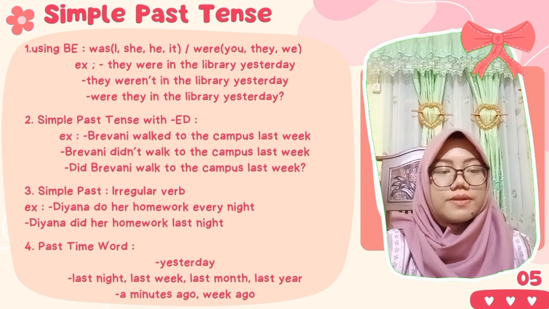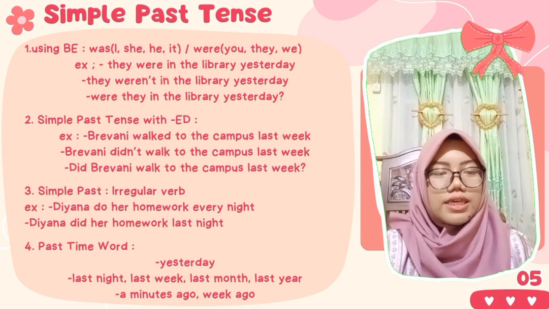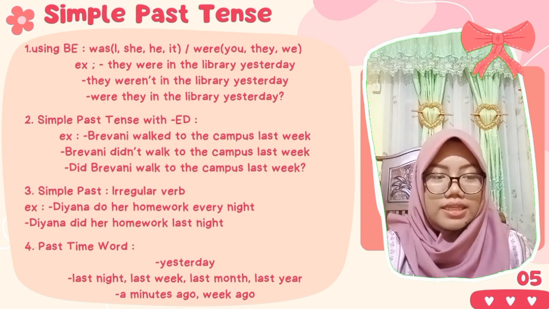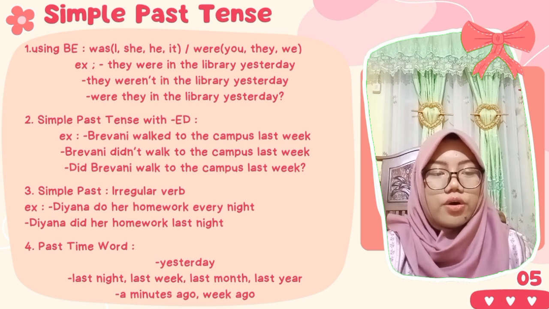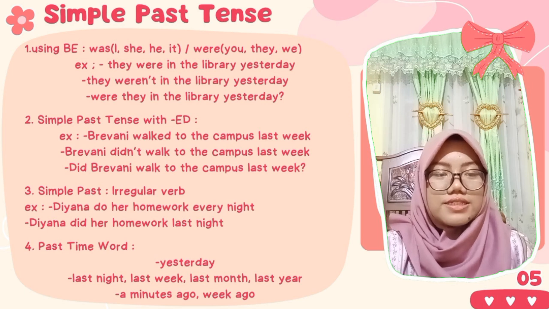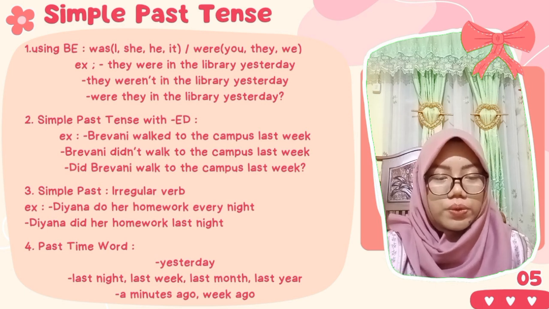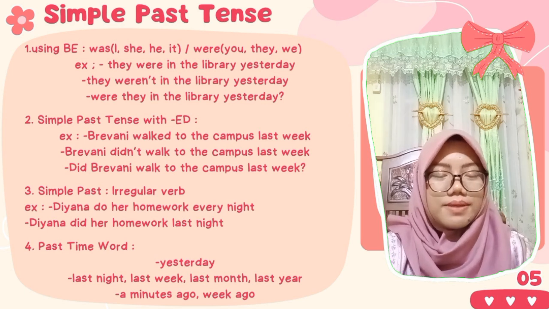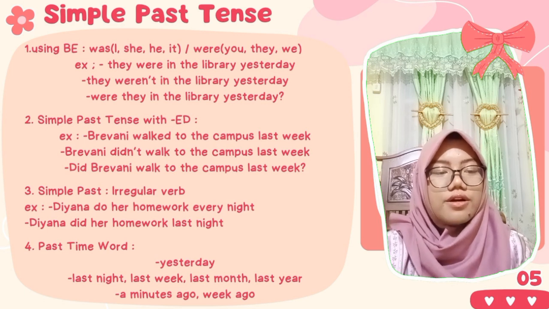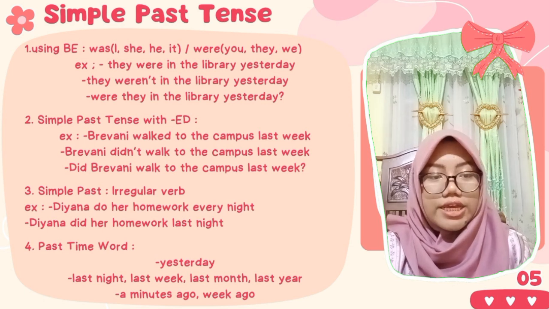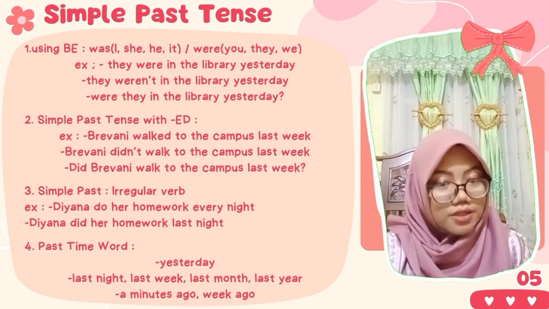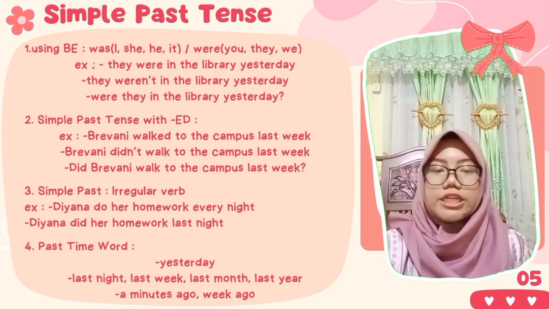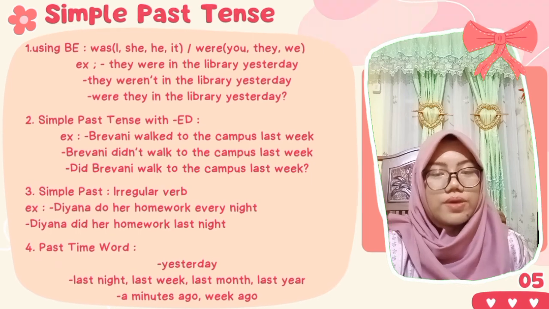And the simple past with the irregular verb, like when the sentence is Diana does her homework every night. Diana did her homework last night. So verb 1 is do, verb 2 is did, and verb 3 is done. So we use verb 2 in the simple past tense. And also the past time words, like yesterday, last night, last week, last month, last year, or a minute ago, an hour ago, a week ago.